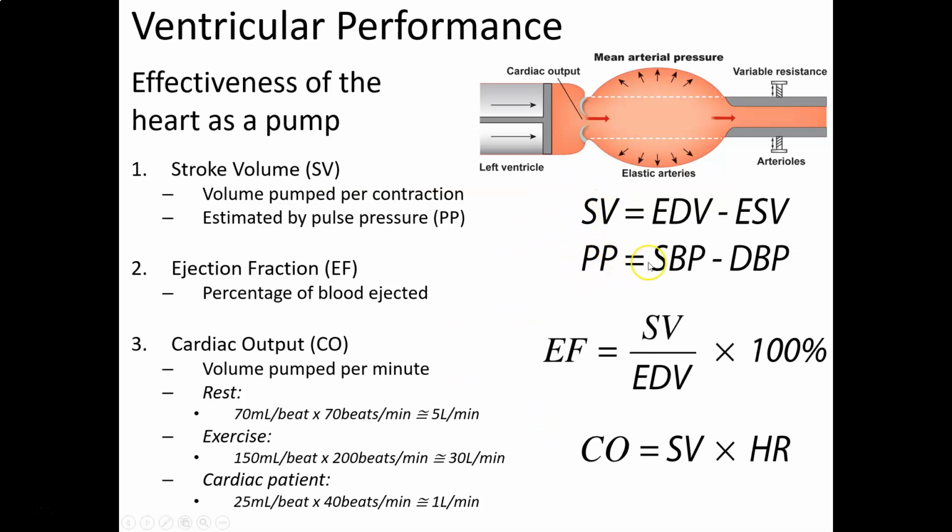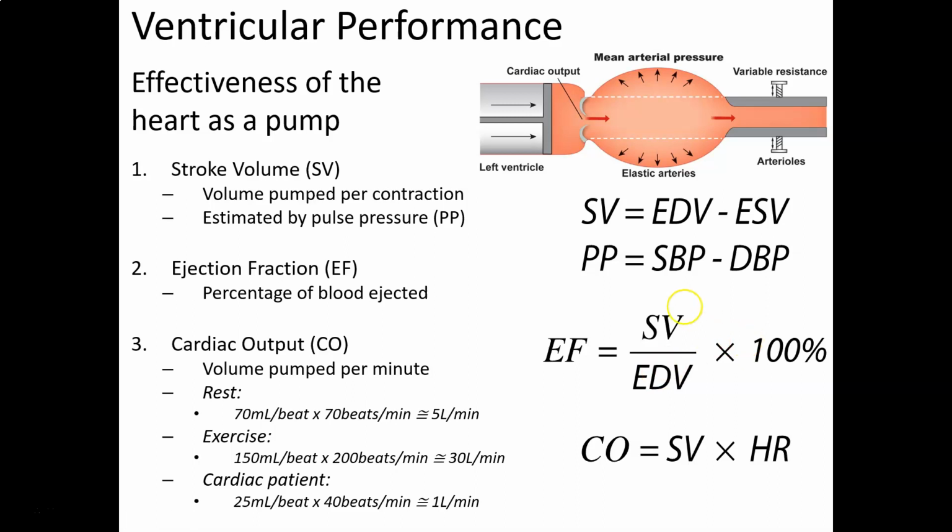Pulse pressure we just did is systolic blood pressure minus diastolic blood pressure, so it's the difference. The EF stands for ejection fraction. That's how much blood you spit out of the heart over how much you had total. So that's stroke volume divided by end diastolic volume times 100.